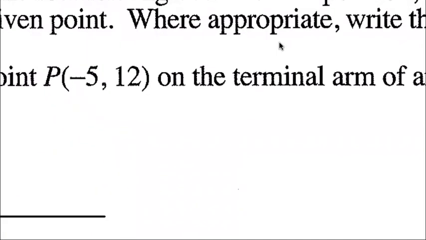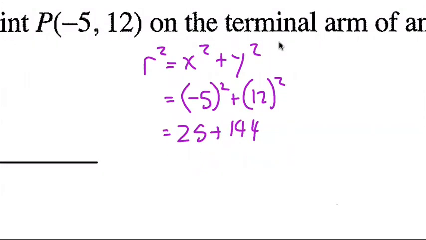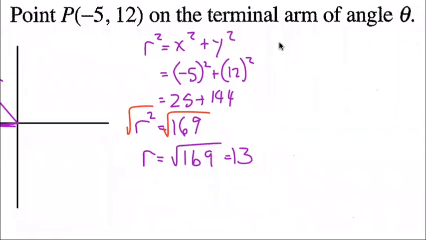So we start with our formula. r squared is equal to x squared plus y squared. Substitute in x and y: negative 5 squared plus 12 squared is equal to 25 plus 144, which is 169. So r squared is equal to 169. To find r, we take the square root of both sides. r is the square root of 169, and in this case, this is a perfect square, 13. So we don't have to worry about our mixed radical stuff. So r is 13.